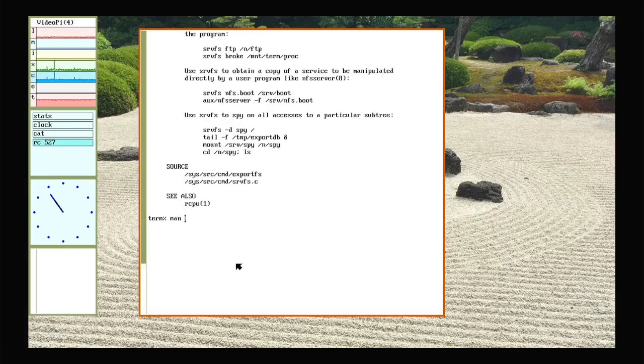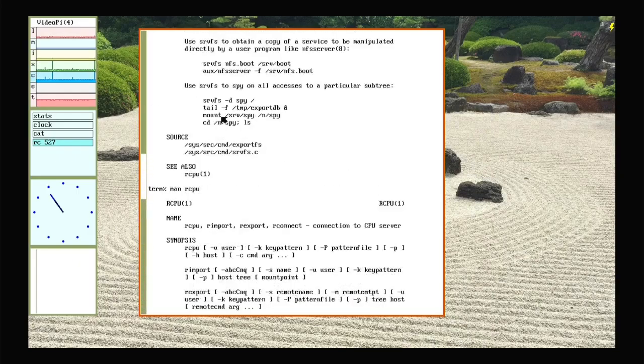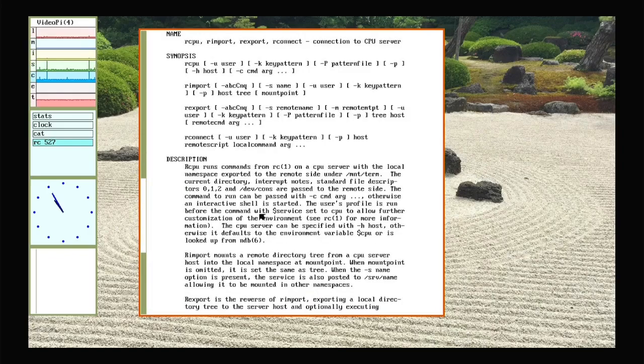So let's see here, man rcpu. rcpu, rimport, and rexport use Exportfs. In the case of rcpu, it gives the illusion of logging into a remote system. What it really does is export the console of the system I'm sitting at, the console input, output, and error, to the remote CPU server.